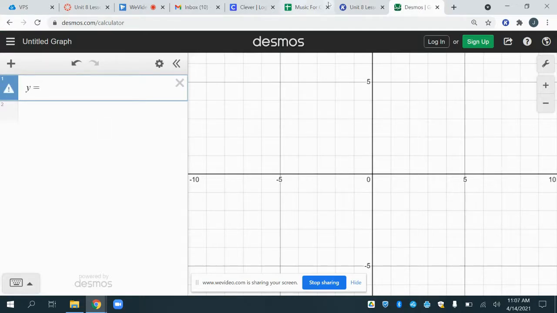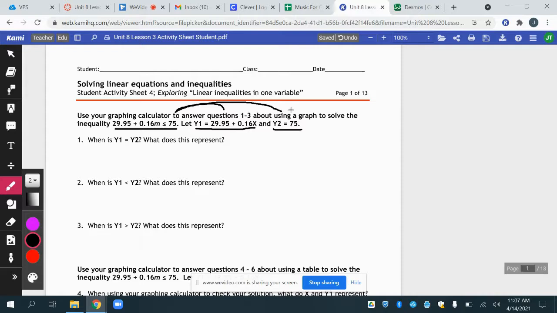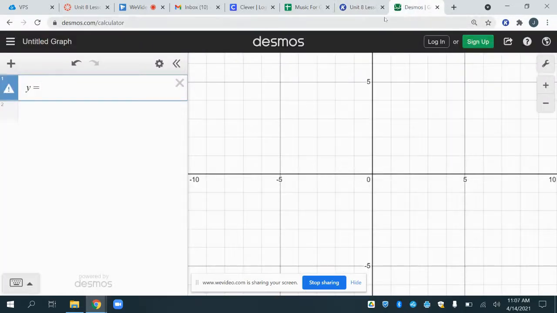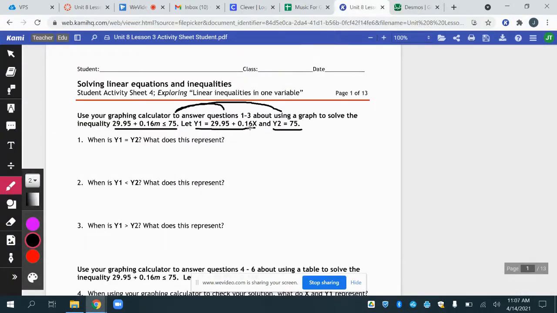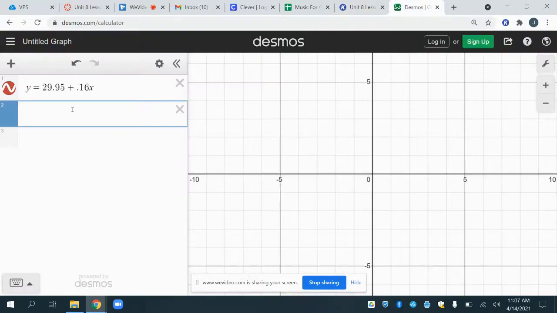what was it? It was 29.95 plus 0.16x. There is my first equation. It's not even on the graph. What's going on? We'll get there in a moment. So I just typed this in. Now I'm going to do this one. Y equals 75. That's easy.